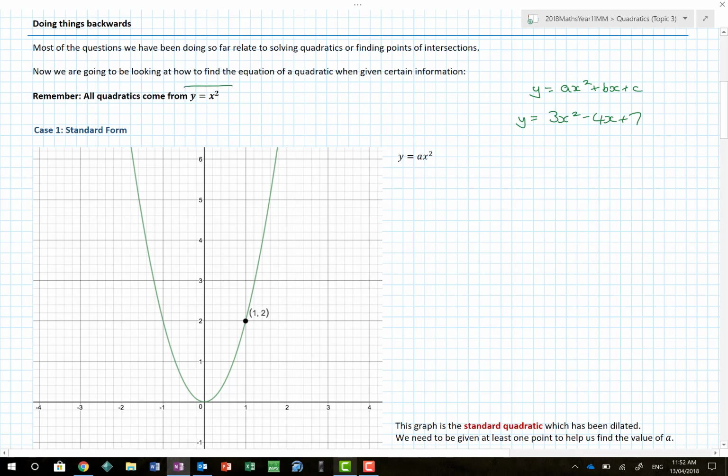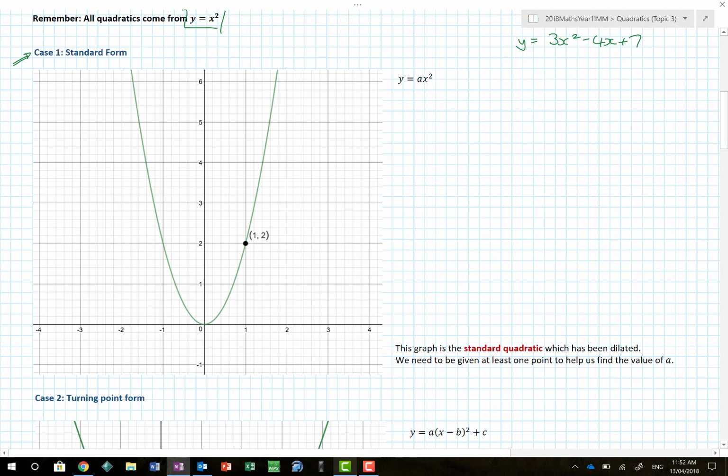So generally speaking, all quadratics come somewhere from y equals x squared. We've already done transformations. We've moved these things around. We know about the axis of symmetry. We know about the turning point. We now need to use that information to help us find the equation. So let's just go for the standard case. This is the first case. We can see automatically by looking at this, it's a quadratic, and they've been very helpful to give me one piece of information on there, all right?